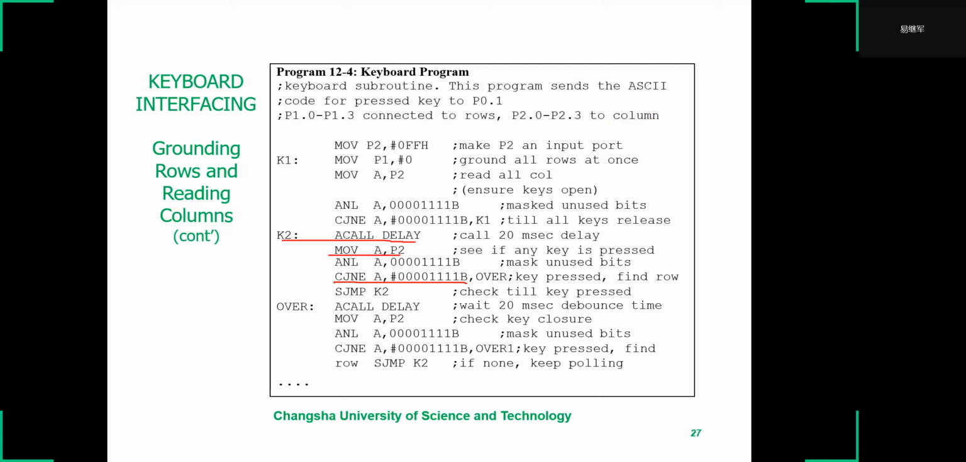If a key is pressed, jump to here. Call delay, and read the columns again, and compare the result to this value.